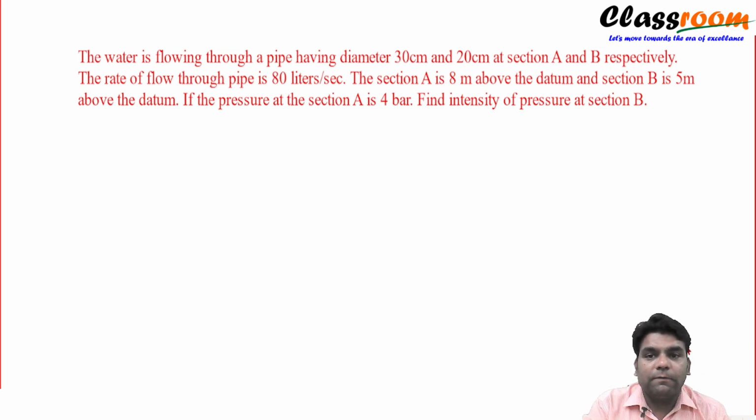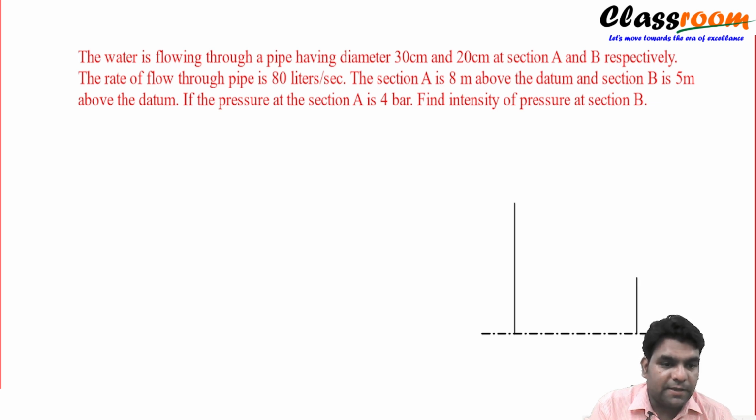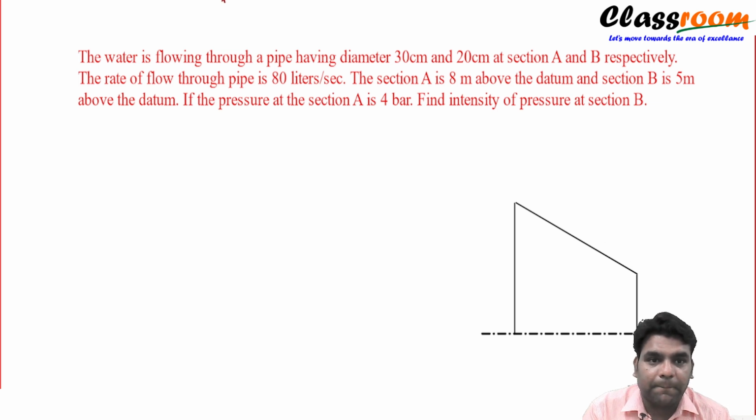Now, to solve this problem, we will first draw the diagram. So let's take the datum line. And we know that section A and section B are 8 meters and 5 meters above the ground. So we will draw section A and section B. For section A, 8 meters above the ground, and section B is 5 meters above the ground. Basically, at this point, our section is passing.